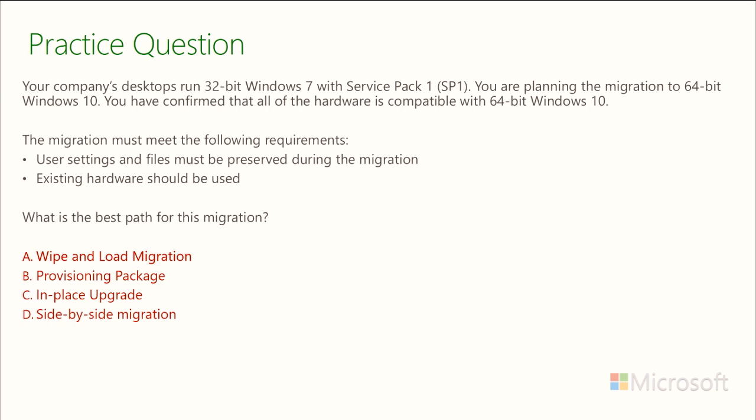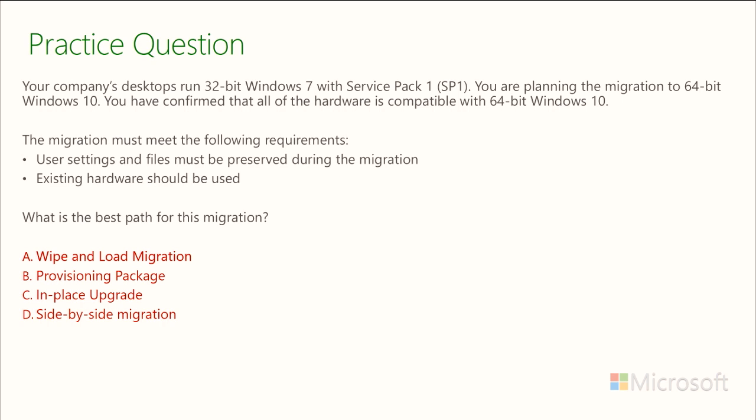You know, it's interesting that it's worded that way. What's the best path? Because you can always do a wipe and load. As long as you're using USMT, you can always do a wipe and load. So that's always an option for you. What's the downside of wipe and load? The downside is there's the possibility that you could lose data. In this case, you're going from 32-bit to 64-bit. That is really the only option between A and C. You can't do an in-place upgrade for that.